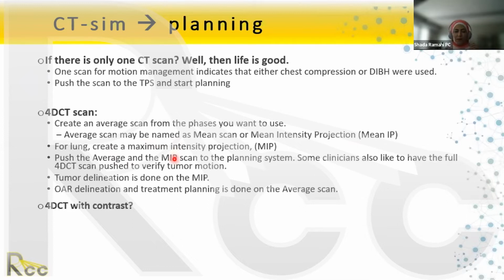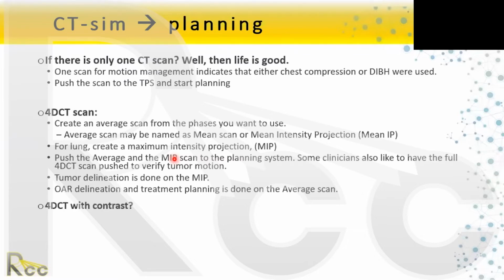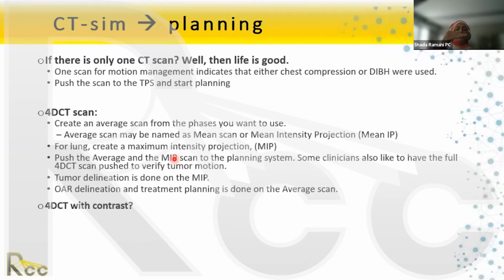Now I have to emphasize here, because I don't see it in the slides. Sometimes when you look at your slides with a different eye, you realize you haven't added a few sentences. The average scan and the maximum intensity projection scan you create include only the phases you want to treat the tumor in. Basically, those are the phases where the tumor moves 5 millimeters or less. So if I see that the tumor is moving more than 5 millimeters in the 10%, 20%, and 90%, I exclude them from the average. So we tell the computer to just create an average scan from whatever phases have 5 millimeters or less tumor motion. And the same thing for maximum intensity projection. You push both average and MIP scans to the planning system.